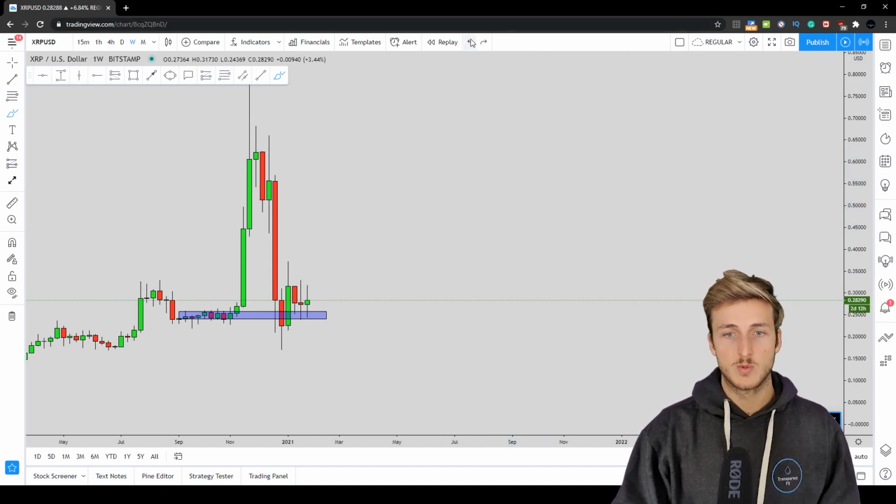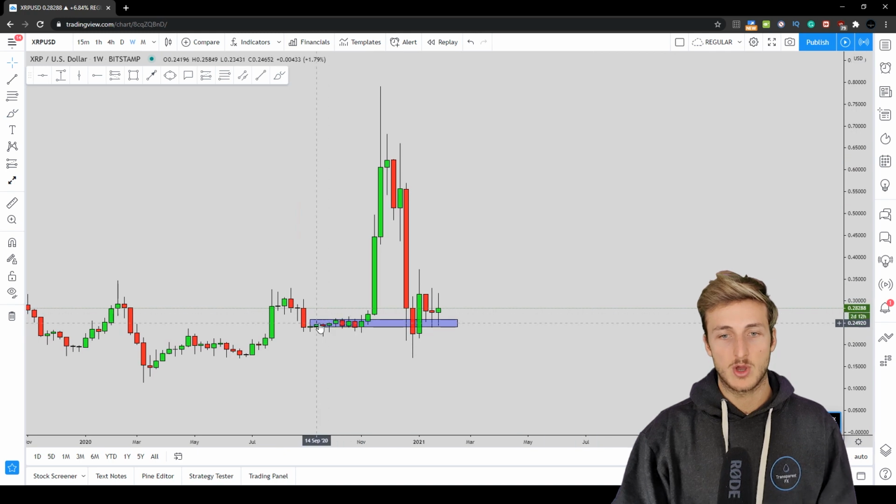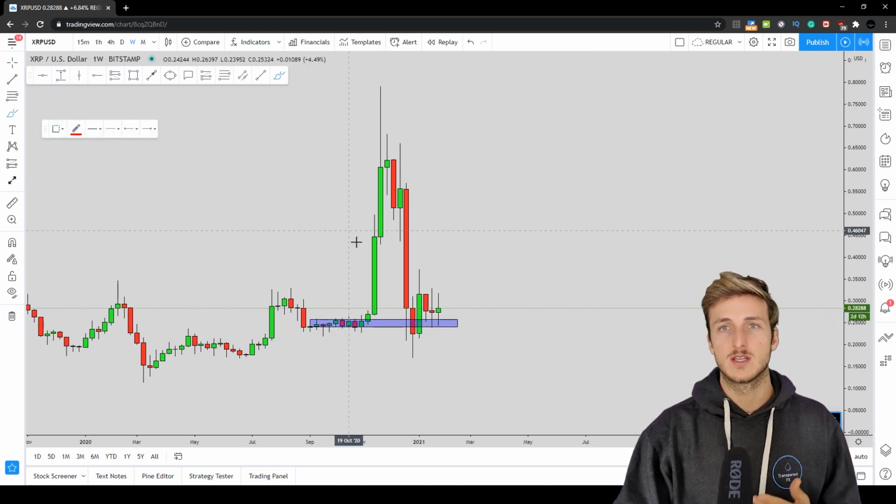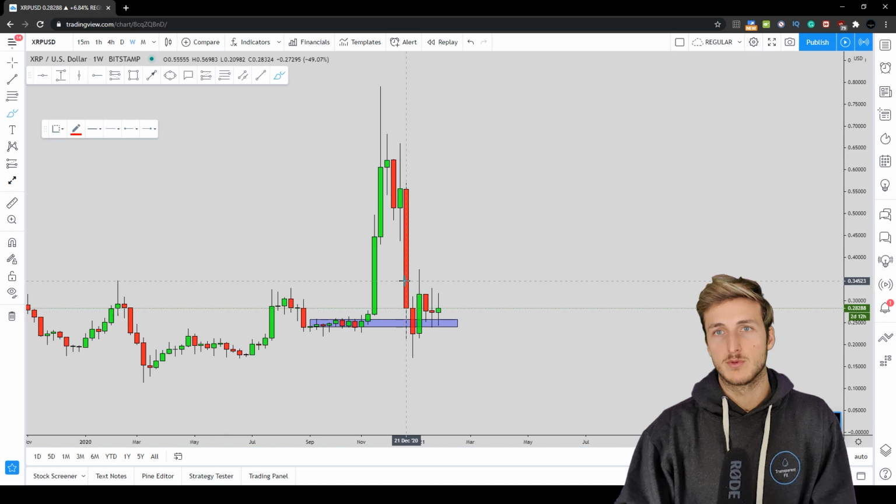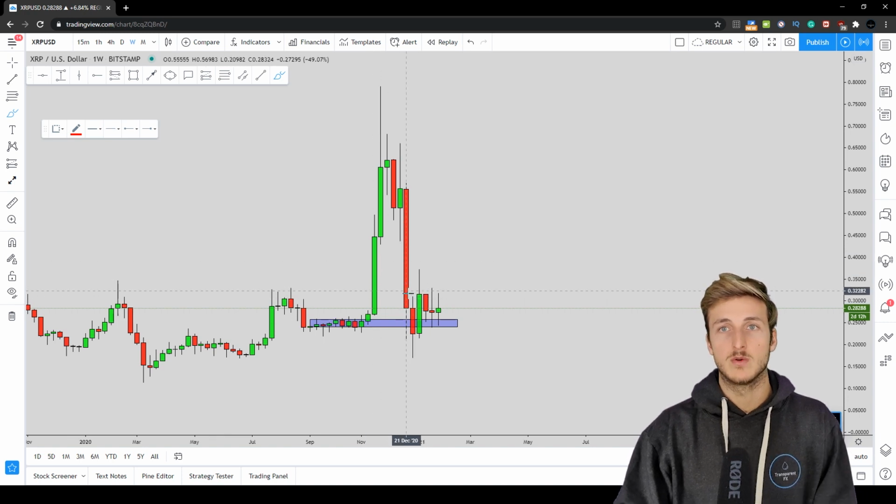And in this case, what we had is a fake breakout of this horizontal accumulation phase, which is a strong demand zone for a market even in the future when the market goes and retests it.